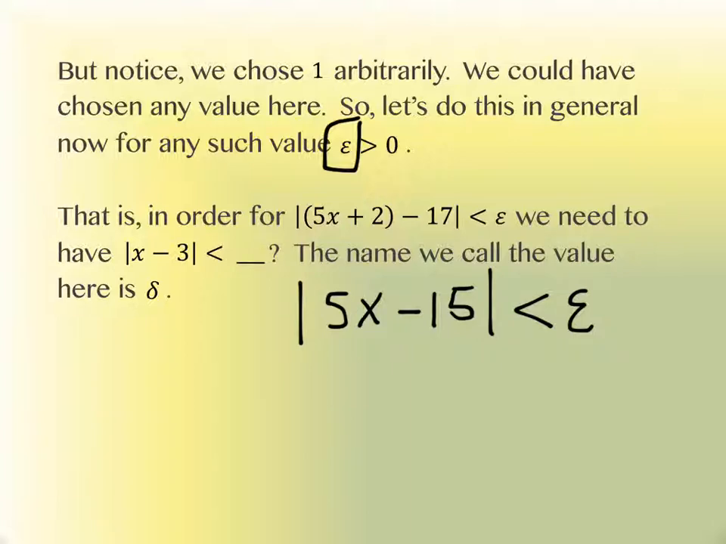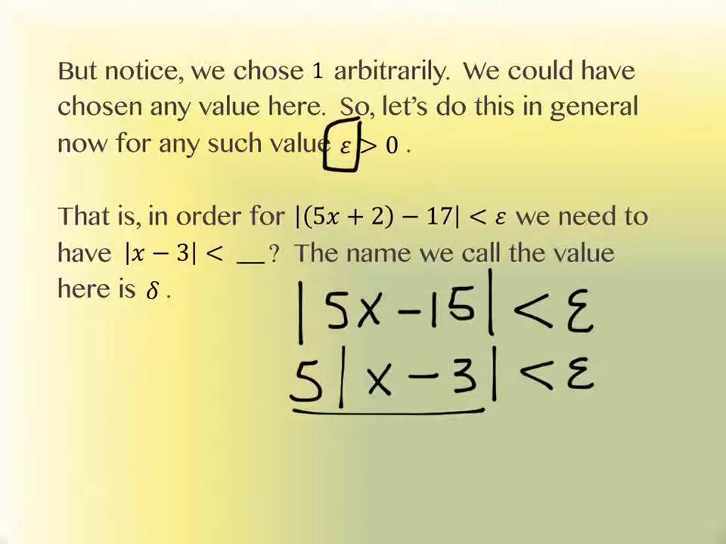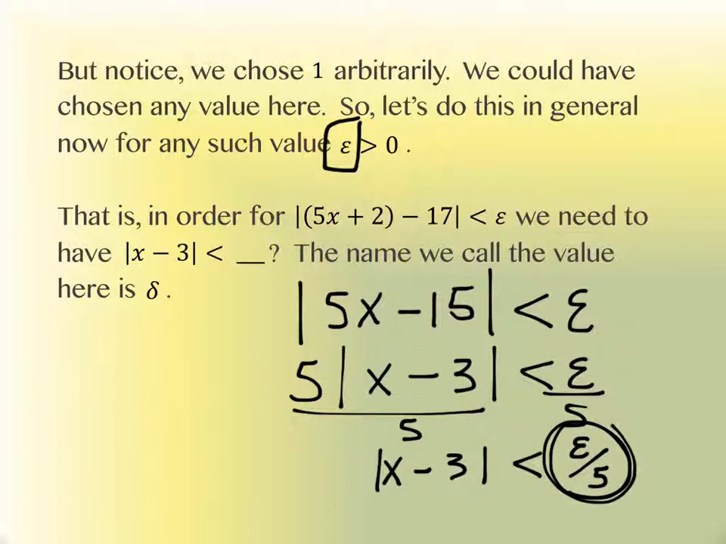We still factor out and then take the absolute value of the 5, and we still divide by 5. So we still end up getting absolute value of x minus 3. And in this case, what's on the right is a value in terms of epsilon. It's epsilon over 5, and we give this epsilon over 5 the name delta.